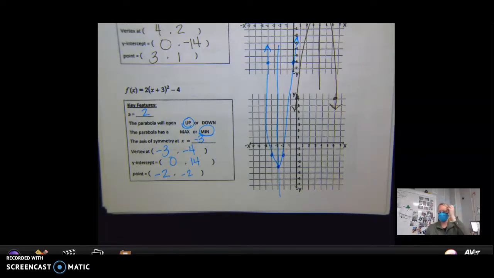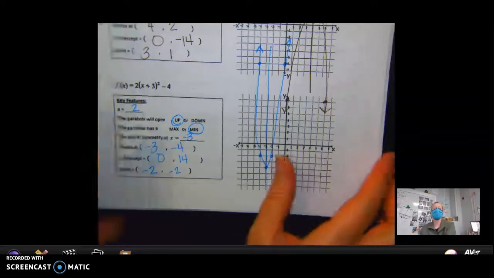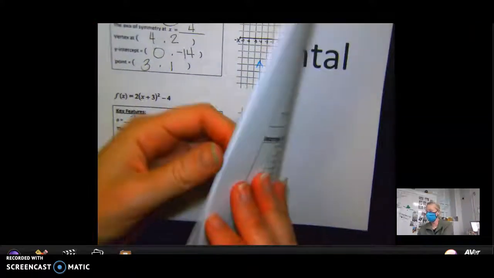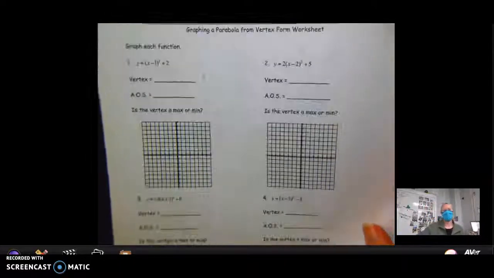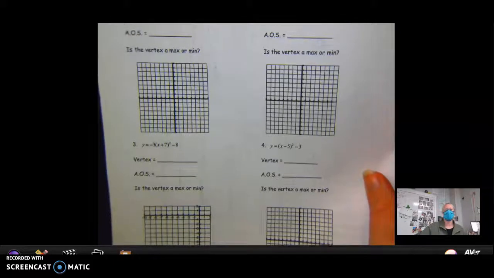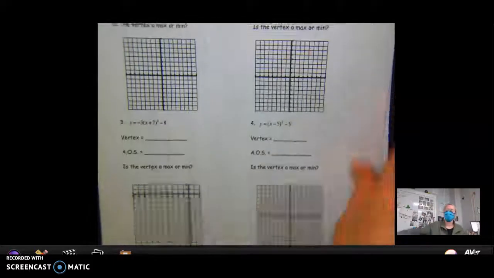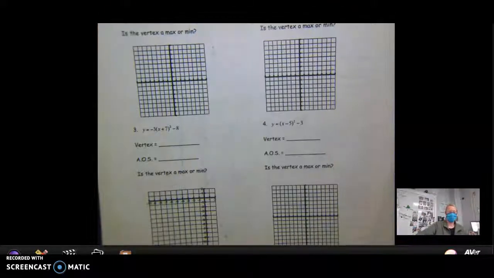Okay, so your homework is your actual classwork, really, because you have plenty of time. Flip to the next page. I need you to do this page, just 1 through 4. Yep. Any questions for me, guys? All right, work on that.